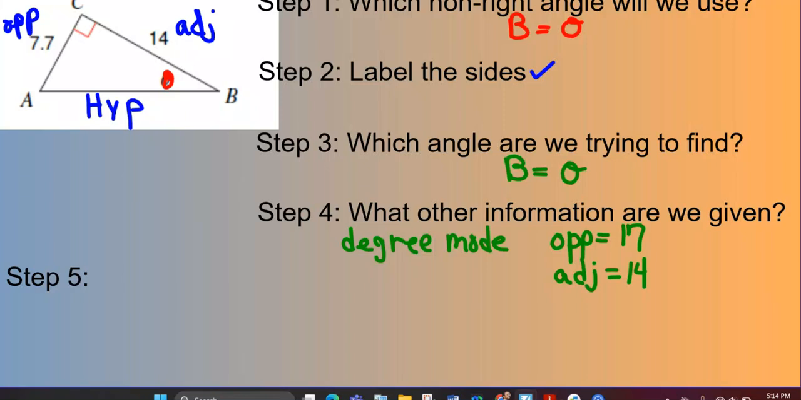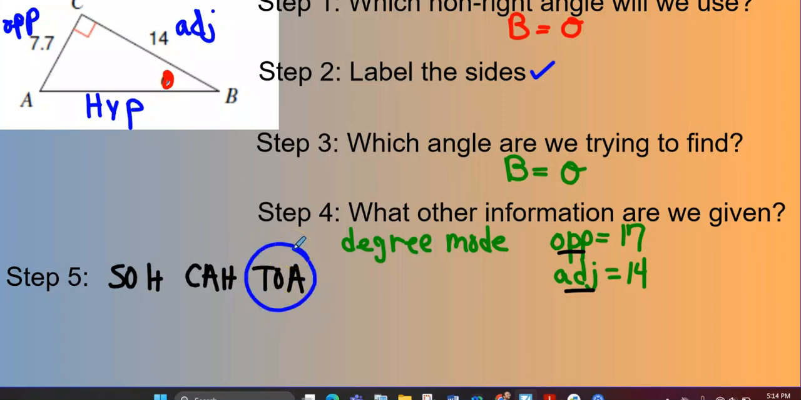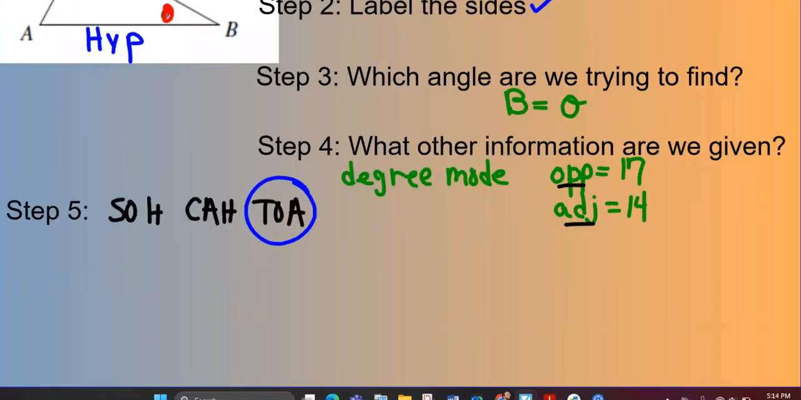So for step 5, we're still using angle B, but we need to find the trig function, and let's write down SOHCAHTOA. We need to find the trig function that has both opposite and adjacent in it, because they gave us the opposite side, they gave us the adjacent side. So we've got to find the trig function that has both of those in it, and hopefully everybody is saying tangent. Everybody say tangent.